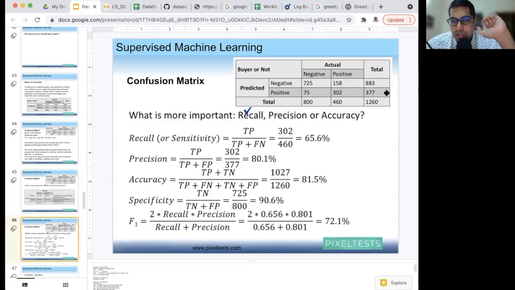So that's the definition. And the accuracy is defined as 302 plus 725 divided by the entire set of students. That's 1260. And specificity is defined as true negative divided by true negative plus false positive, right? So these are the four formal definitions that you get. And finally, the F1 score is defined as 2 times precision times recall divided by precision plus recall.